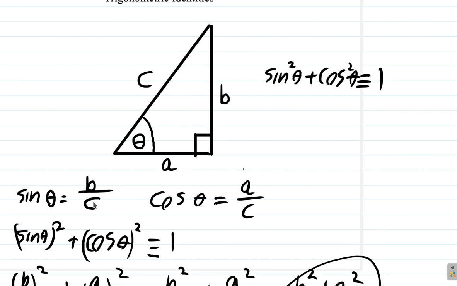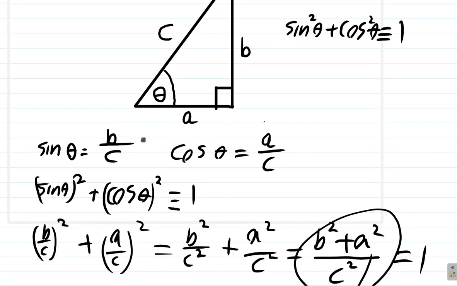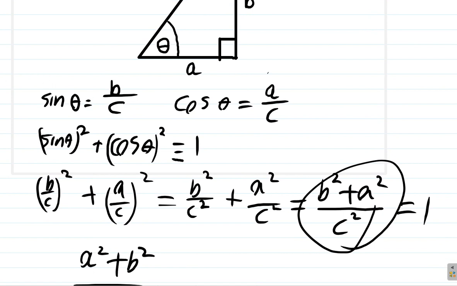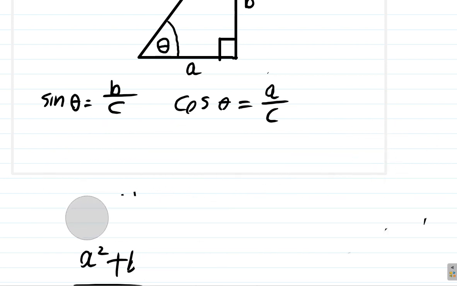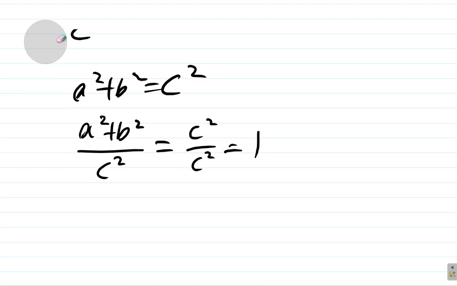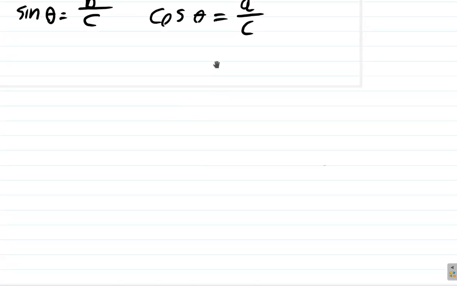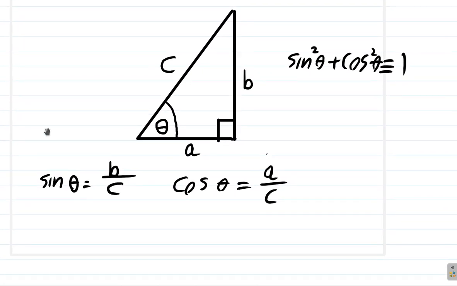Now, let's look forward, I should say, to another identity. Let's erase part of the work we did before. Alright. Let's see something here. We found the sine of theta and the cosine of theta.